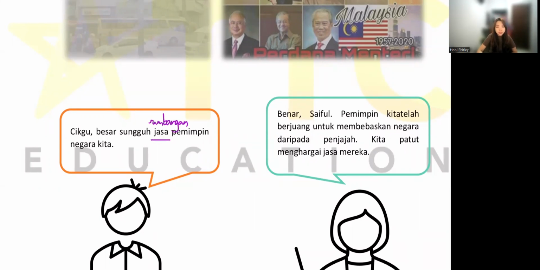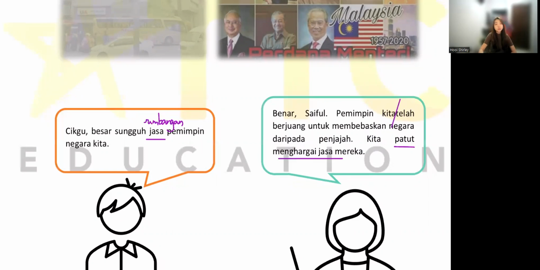Benar Saiful, pemimpin kita telah berjuang untuk membebaskan negara daripada penjajah. Kita patut menghargai jasa mereka. So we need to appreciate their contribution. And remember, our general guidelines, when there is no kata kunci, we will use the FCUK. So from here, it means that since there is nothing specific, we just apply the general one, the FCUK, faktor, cara, usaha, and the kesan. Patut menghargai jasa mereka. We should and we need to appreciate their contribution. So this will be the cara.